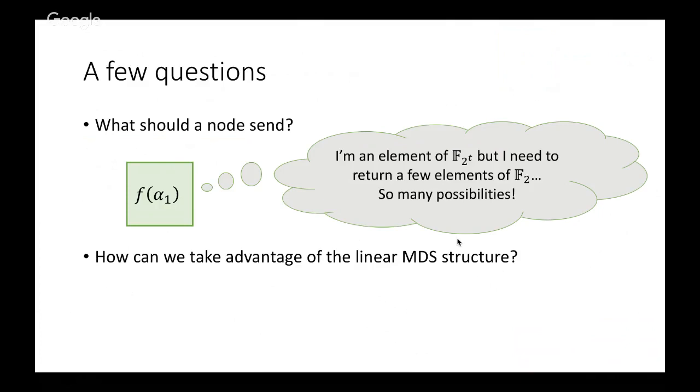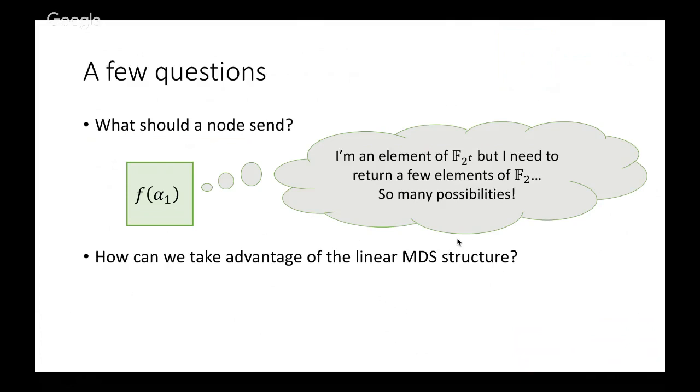So question 1 is, what should a node send? What is a reasonable thing for a node to send? Each node here is an element over some big finite field, but it's going to be returning a bit or a couple of bits. If it can do anything it wants, how should we possibly narrow this down? What could it do? And then the other question we need to answer is how can we take advantage of this linear MDS structure?